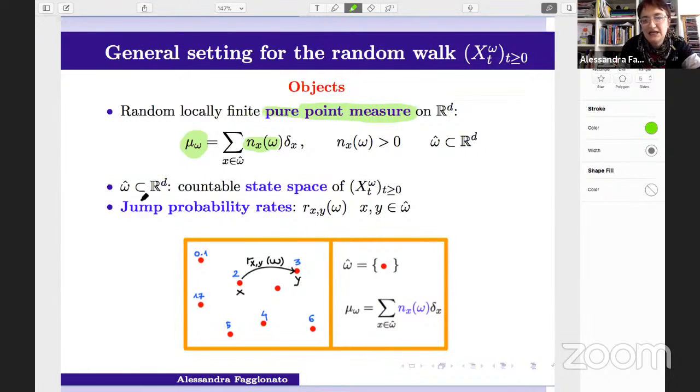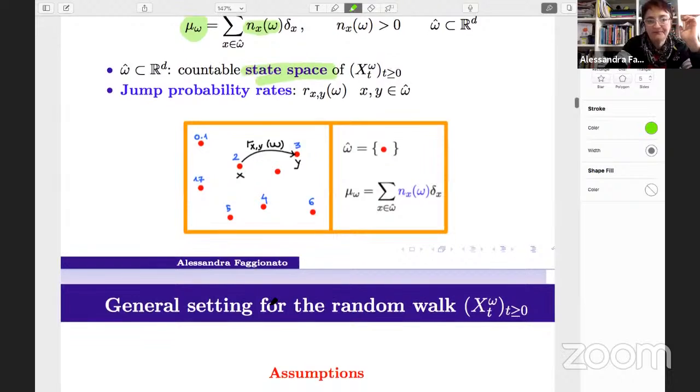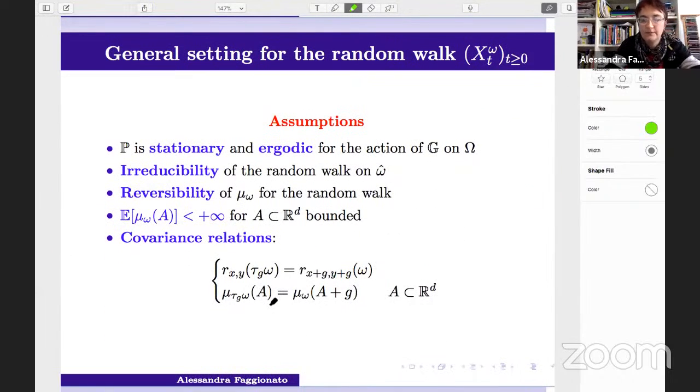So omega hat is related to the random walk because it is the state space of the random walk. X_t^omega has state space omega hat. And then the other objects I have are the probability rates that specify the dynamics. So r_{x,y}(omega) is the probability rate of a jump from x to y. So this is very general. And then I have the assumptions, exactly as in my example. I assume that the law P on my space of environments omega is stationary and ergodic for the action of the group G.